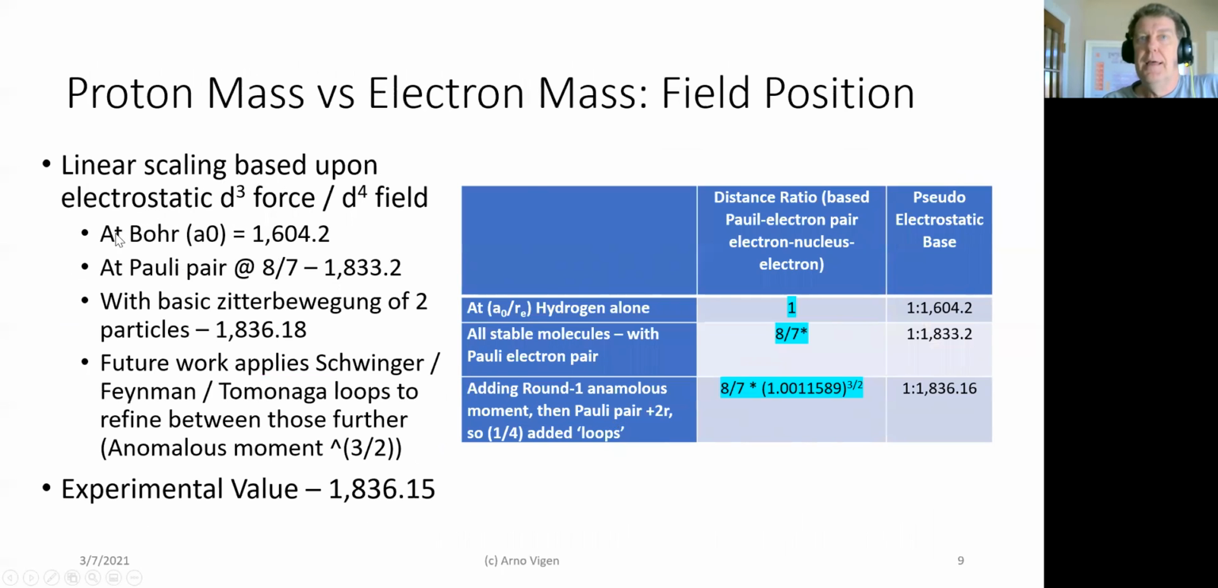So let's go back to the ratio for going from a proton at the center of the system to the Bohr radius, which is 1604. If I multiply that by 8/7, I get 1 over 1833.2. That would be a stable hydrogen that never touches anything else, okay? Or a stable two-electron helium. But in every other molecule, and in hydrogens and heliums, if they are part of those systems, the relationship has to add one more thing.